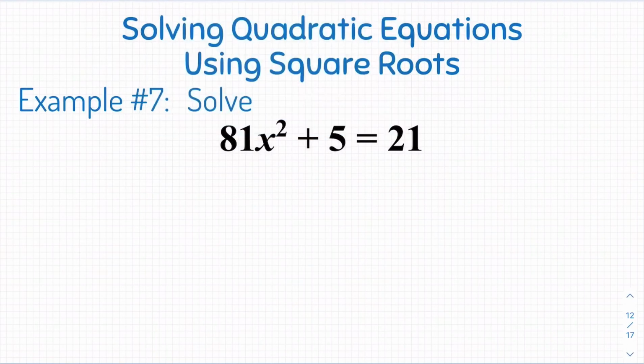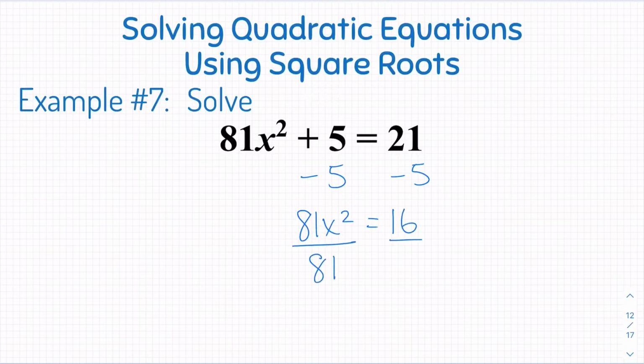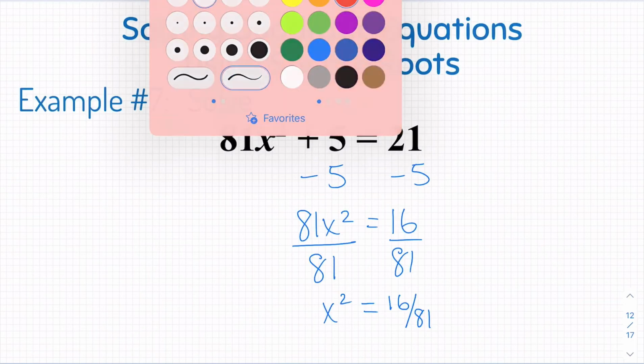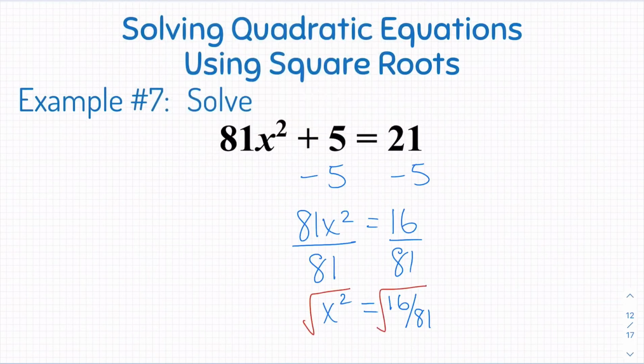Next example. I'm going to subtract 5 from both sides. Get 81x squared equals 16. 16 divided by 81. Well, that does not appear to be a nice clean number. But when I go to take the square root, using what we reviewed earlier, I know that the square root of 16 is 4, and the square root of 81 is 9. So I get x equals plus or minus 4 ninths.